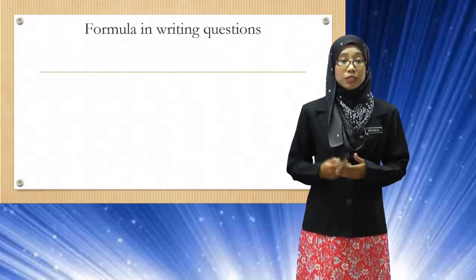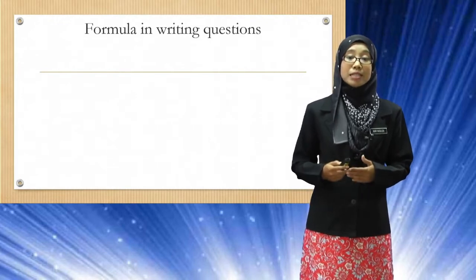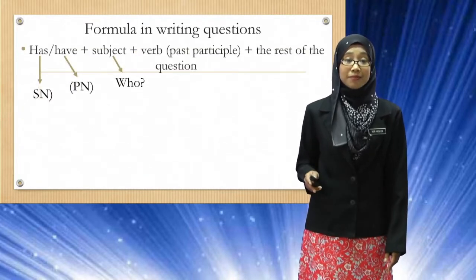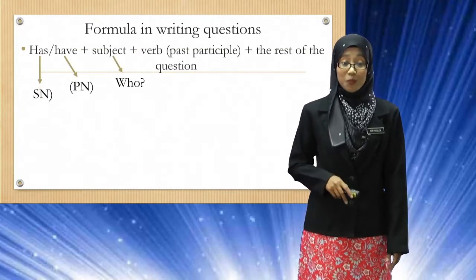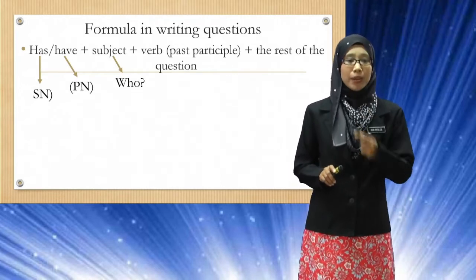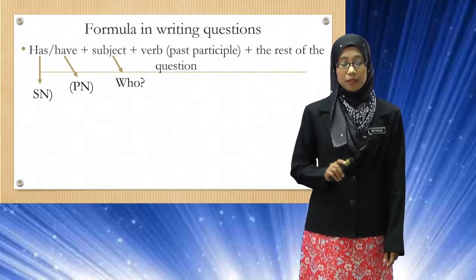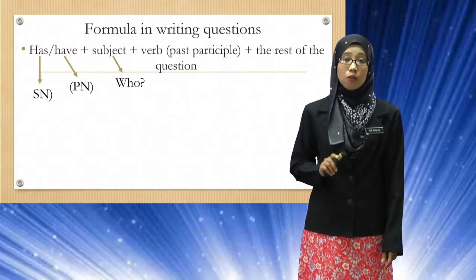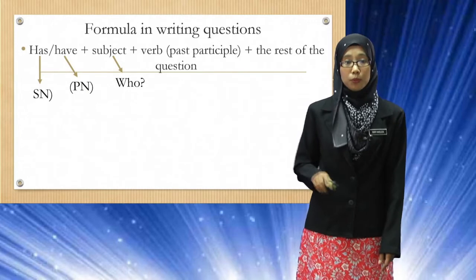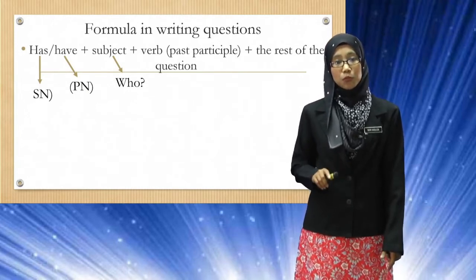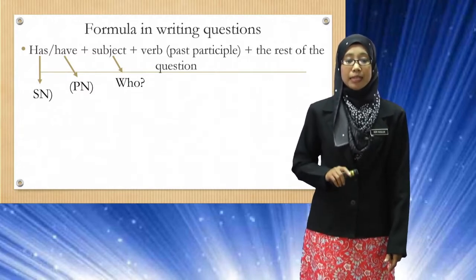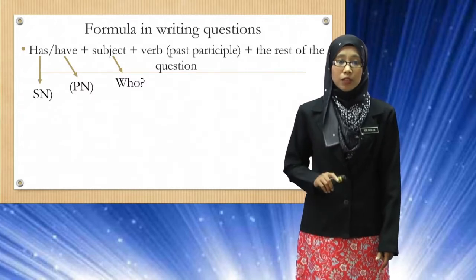Now, I'm going to teach you how to write questions in present perfect. This is the formula. It looks really complicated, but you don't have to worry. I will explain to you. Let's look at the first one. In the beginning of the sentence, we have has or have, followed by the subject, and then the verb, which should be in past participle, and then the rest of the question.